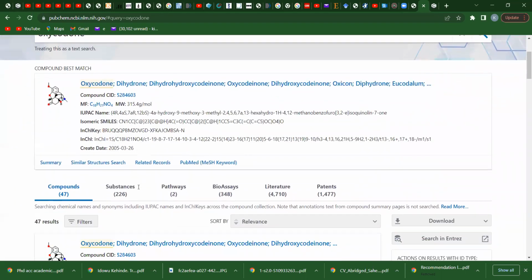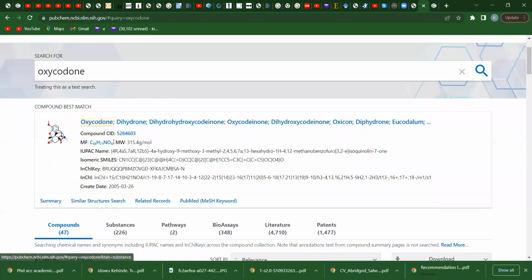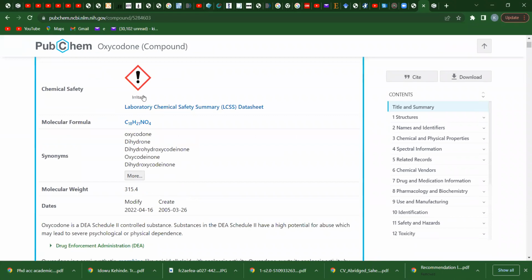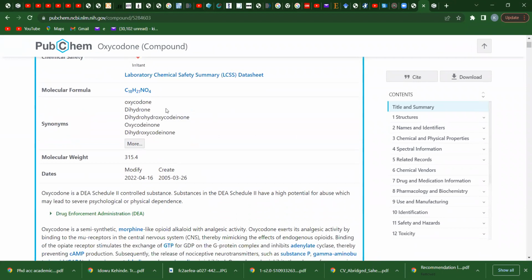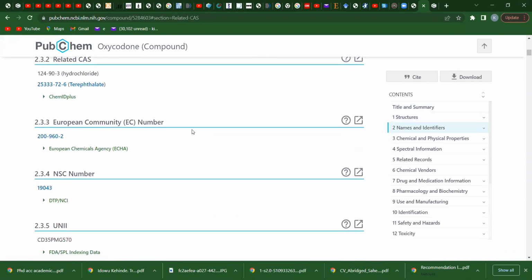So you see that now? And there are some different forms of it. So let's look at this first one. Can you see we have the structure? This is the structure of that drug. This is the 3D structure. Can you see it's also an irritant? It's taking other names. Can you see other names? It's called oxycodone, dihydrohydroxycodeinone, and many things you can think of.